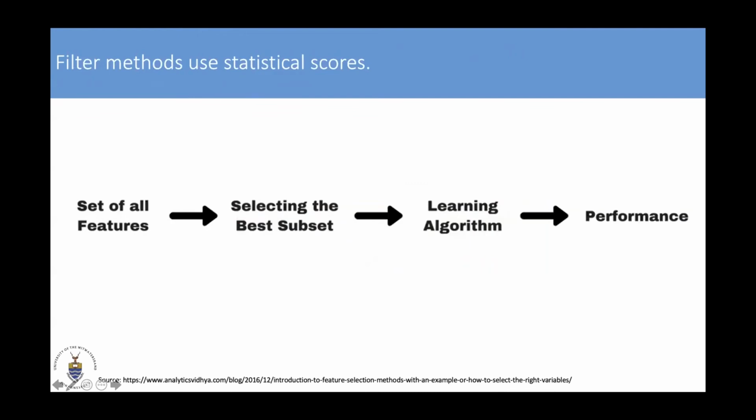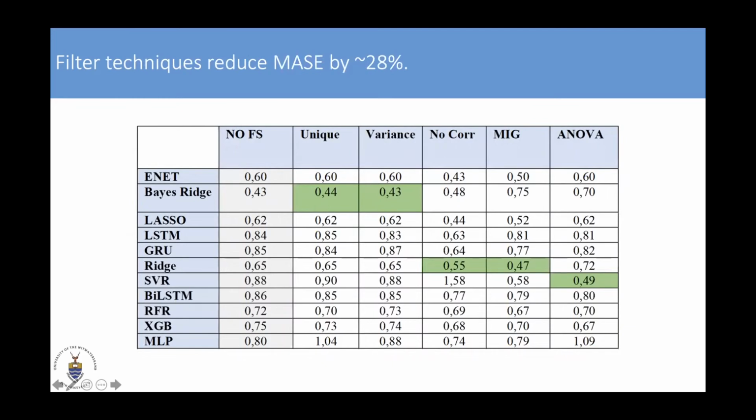So firstly, the filter method is really reliant on statistical techniques that look at your full list of features, analyze that full list, and associate a particular score to each feature in relation to the actual target. These are statistical measures such as the Pearson correlation coefficient and so forth. When we used filter techniques in our research, we found that these methods resulted in an almost 30% reduction in the mean absolute scaled error, which was the performance measure we used.